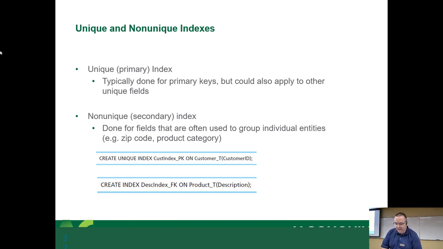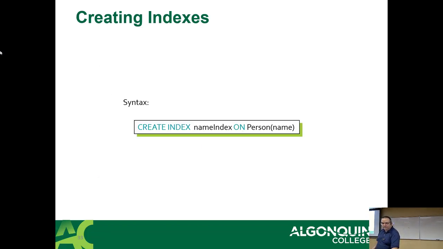So unique indexes are used for primary keys, but like I said, it could apply to other unique keys: SIN numbers, email addresses, phone numbers, that kind of thing. Non-unique indexes: zip codes, product categories, you know, various other things. It'll just help speed up the search. And the syntax is create index, give it a name, on person. In this case, the field is name. So that means we're going to index all the names in the person's table.